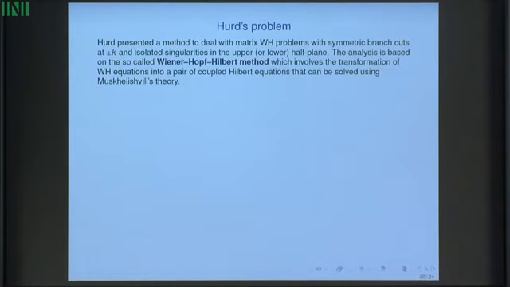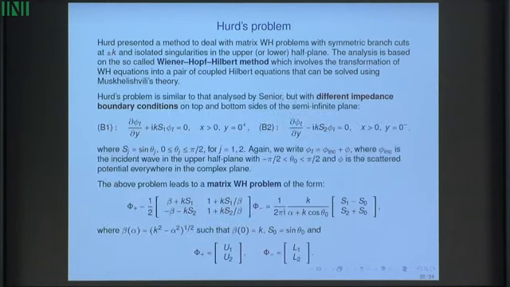And then finally, I would like to talk about the Hilbert problem. I'm skipping that part. So the Hilbert problem concerns the same diffraction problem, but with different impedance boundary conditions on top and bottom sides. So we have these conditions on the boundary, and then this leads to a matrix Wiener-Hopf problem of this form here. So again, this is a matrix problem. We're trying to find phi plus and phi minus.